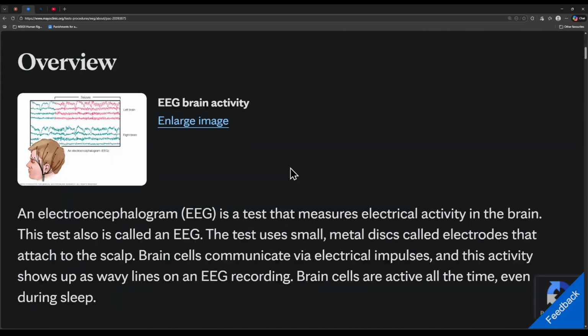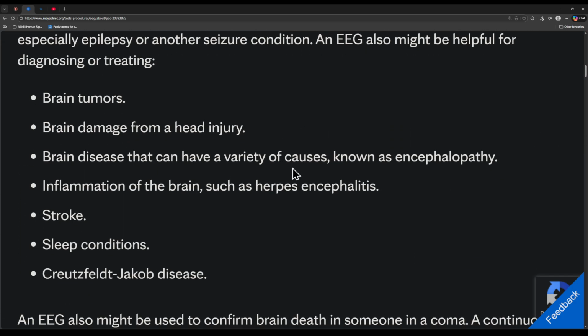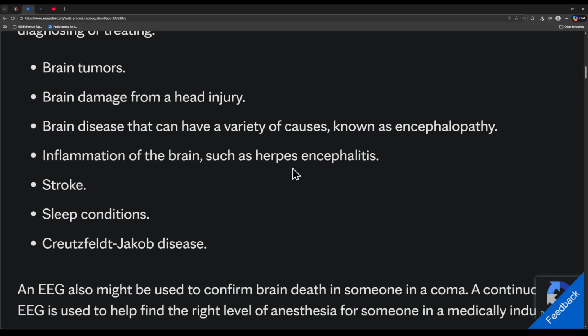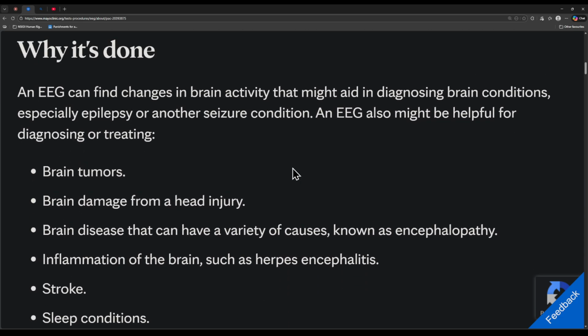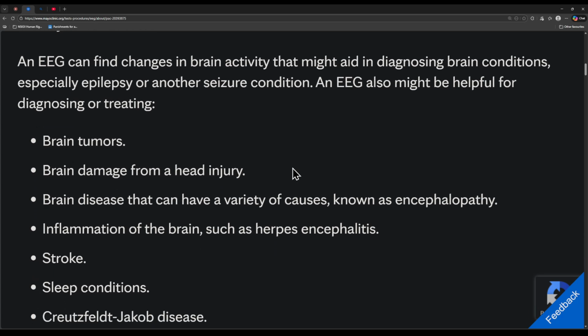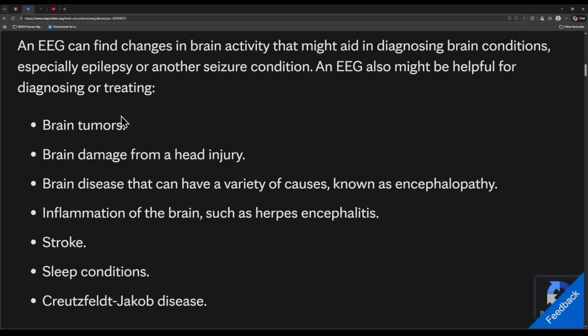So I'm seeing things like brain tumor, brain damage from head injury, brain disease. But what I'm really interested in is what this actually means. And EEG can find changes in brain activity. It's very positive. I want to see what damages my brain. It's not because I hate the brain. My brain is perfect. But I want to find any tumors that are going to be there in the future, because tumors can develop in your brain too. You don't know why.